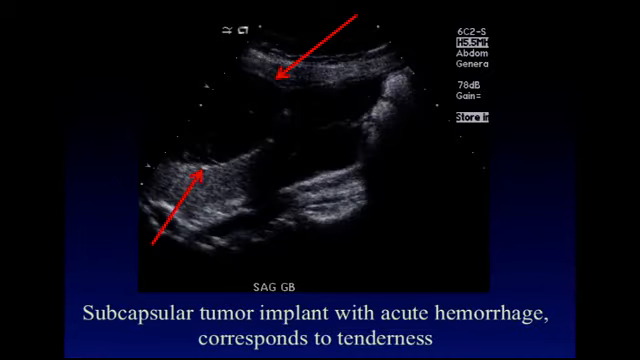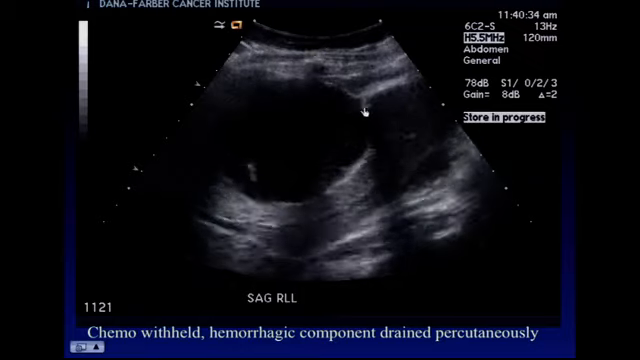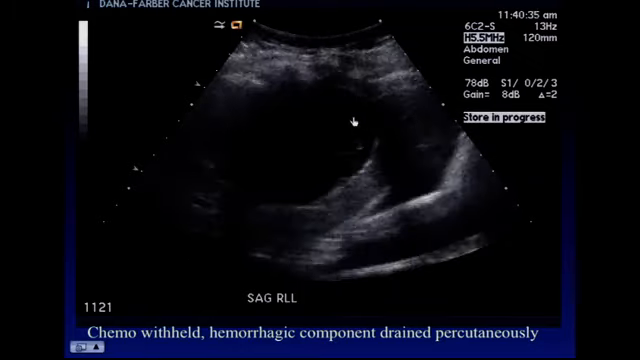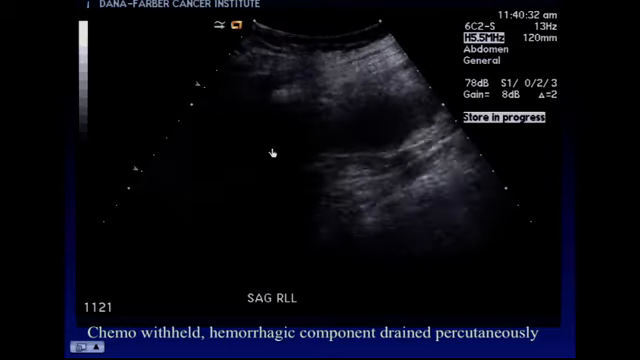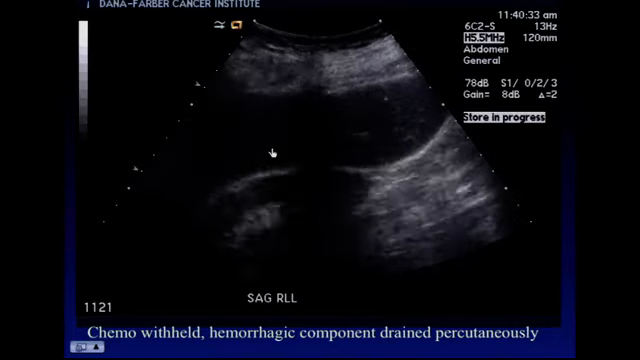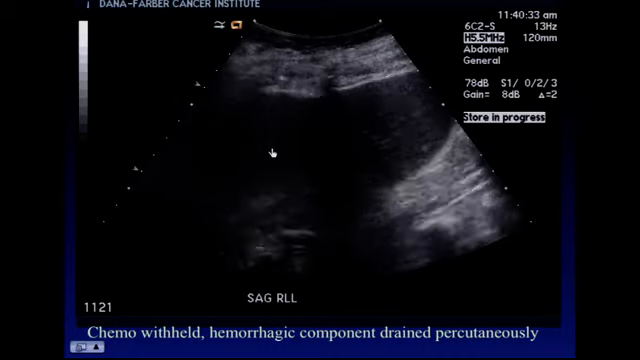When we looked at her, we saw a large complex fluid collection indenting the surface of the liver at the site of a known perihepatic metastasis, and this corresponded exactly to where it hurt. If we look at this clip, we can see this large fluid collection, complex with strands, very typical for hemorrhage. So this was an acute hemorrhage into a metastatic lesion. Her chemotherapy was stopped, and the hemorrhagic component was drained percutaneously, and then she was allowed to continue on with her chemotherapy.